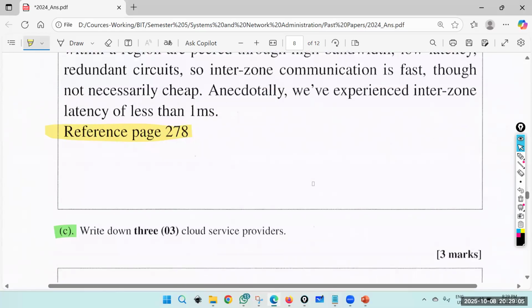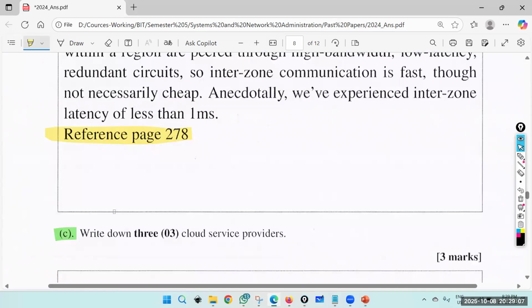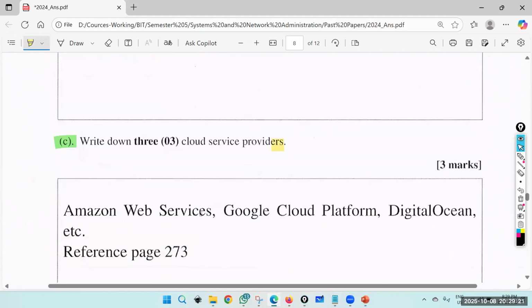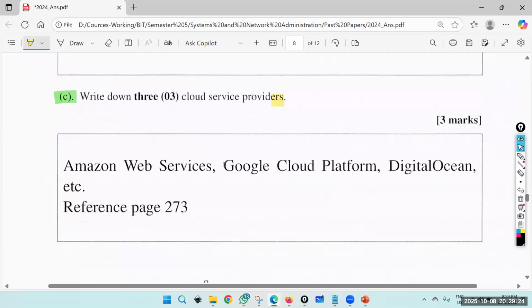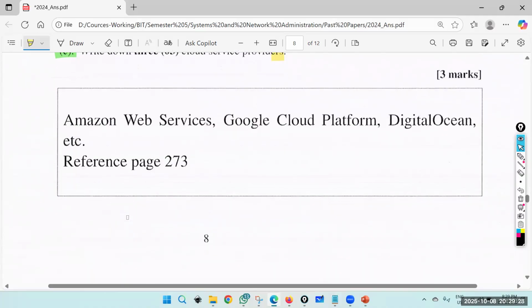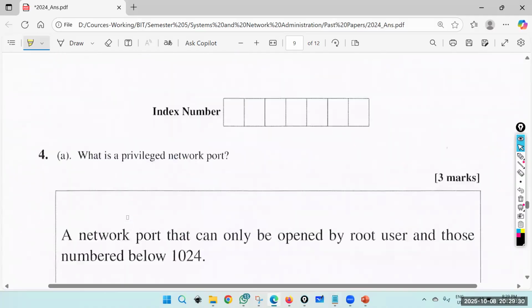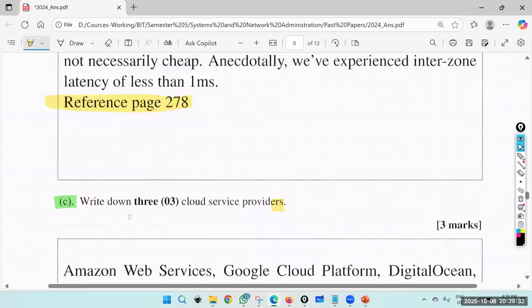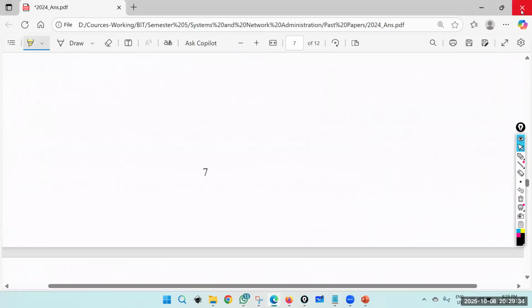Okay. So the last one, write down three cloud service providers, like Google, DigitalOcean, AWS. So those are the cloud service providers, right? Amazon, Google, DigitalOcean. Right. So that's it. So that is 2024.